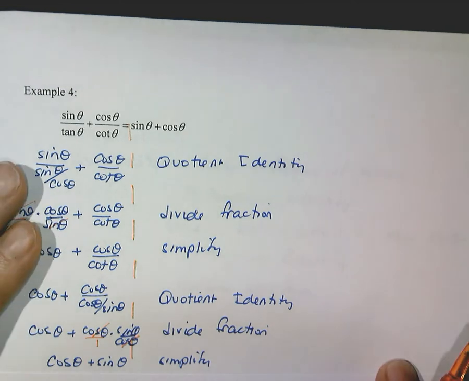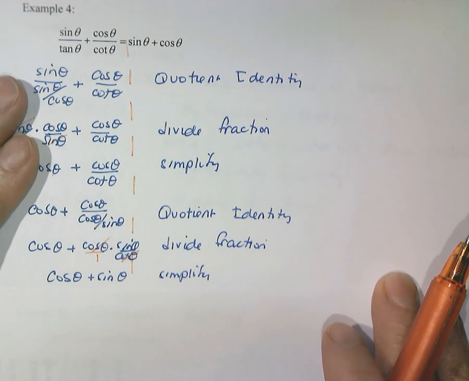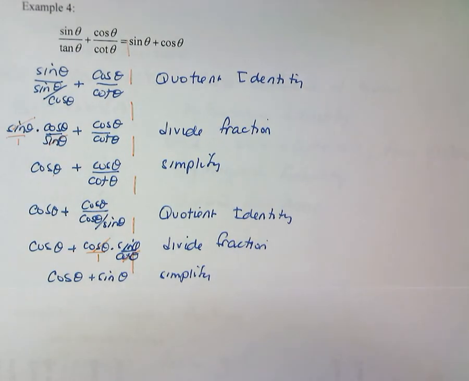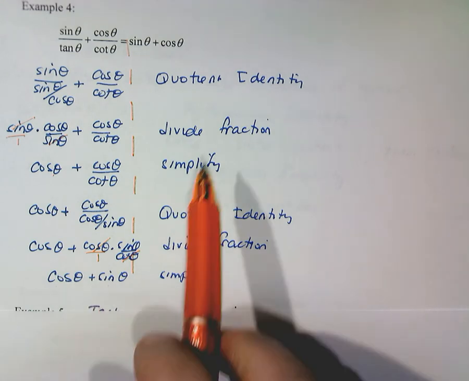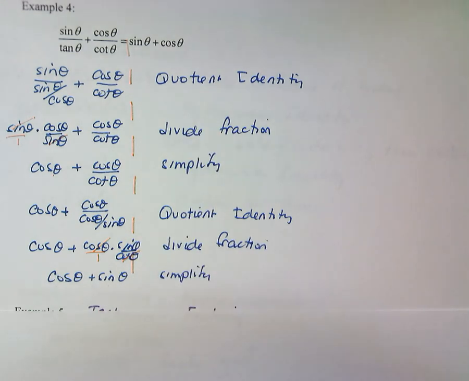If this were a proof, I would not be able to do it this simplistically. It would have to be a lot more involved. And I couldn't leave it like this. I would have to use the reflexive property and change it to sine theta over sine theta plus cosine theta. But this is good enough for what we're doing this year.